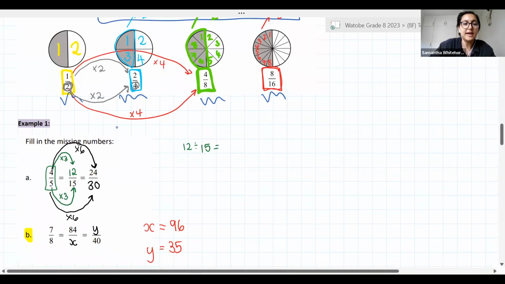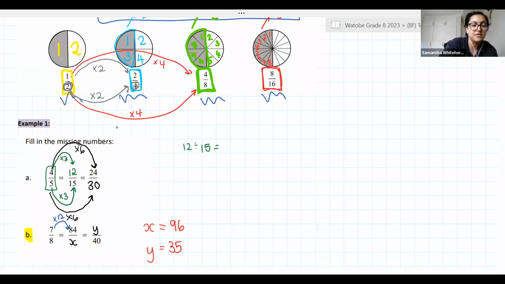Okay, so guys, let's just chat about why that is the case very quickly. If we look at 7 times what gives me 84, 7 times 12 gives me 84. So that means I need to multiply 8 by 12. And 8 times 12 gives me 96.